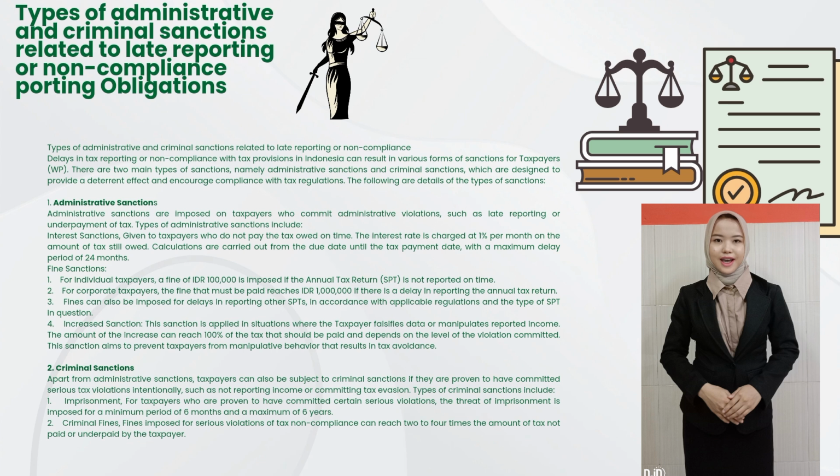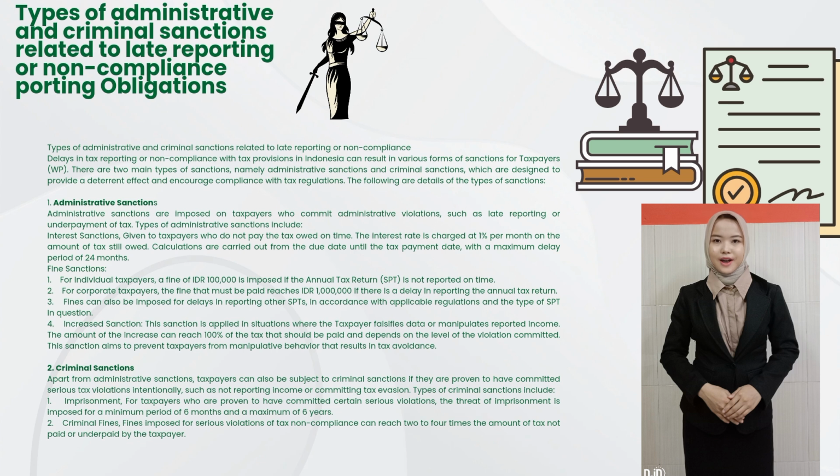1. Administrative sanctions. Administrative sanctions are imposed on taxpayers who commit administrative violations, such as late reporting or underpayment of tax. Types of administrative sanctions include interest sanctions, given to taxpayers who do not pay the tax owed on time. The interest rate is charged at 1% per month on the amount of tax still owed. Calculations are carried out from the due date until the tax payment date, with a maximum delay period of 24 months.